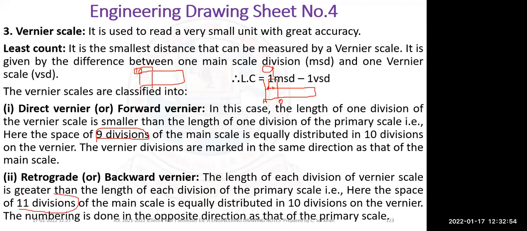If I make 11 divisions, it is called backward scale, because this is your normal scale. From normal scale, I'll add 1 point. After 10 divisions, I'll make one more division. I'll make it as 11 divisions. It is called backward. From the 10 divisions, if I make one forward and I'll take only 9 divisions, then it is called forward Vernier, or direct Vernier, we call it.